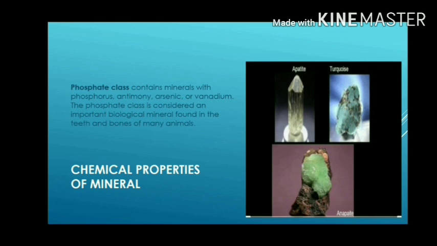We have also the phosphate class. The phosphate class contains minerals with phosphorus, antimony, arsenic, or vanadium. The phosphate class is considered an important biological mineral found in the teeth and bones of many animals.